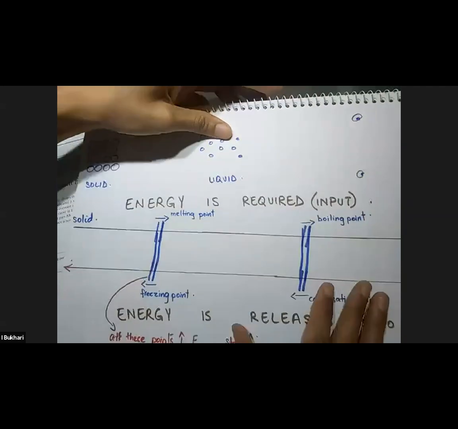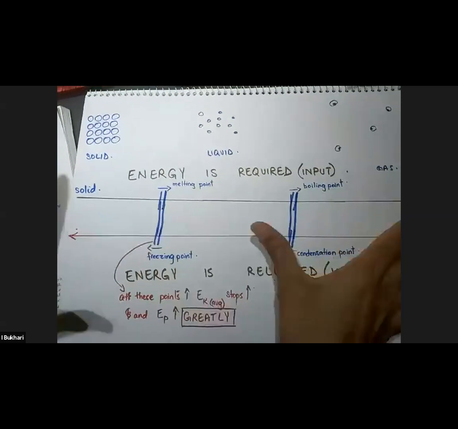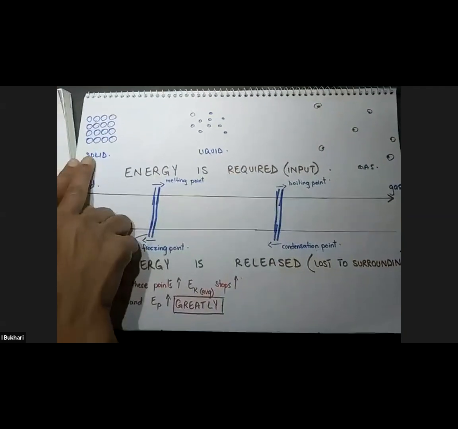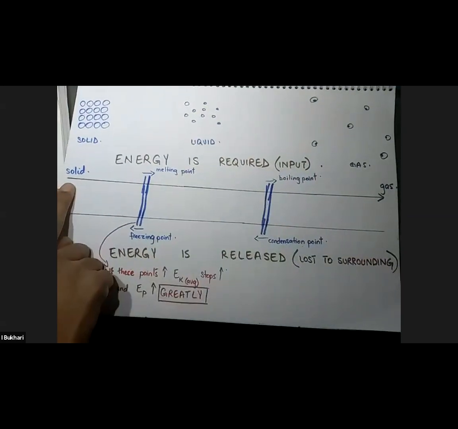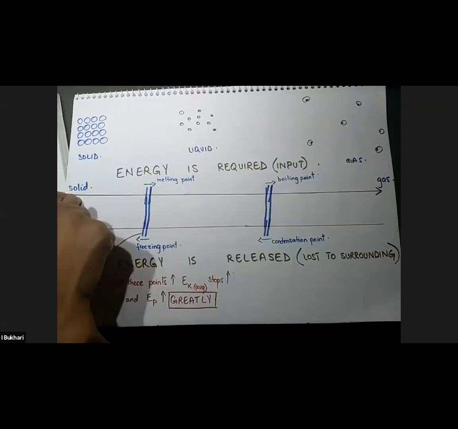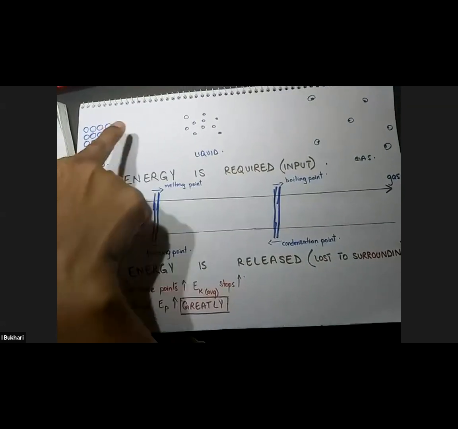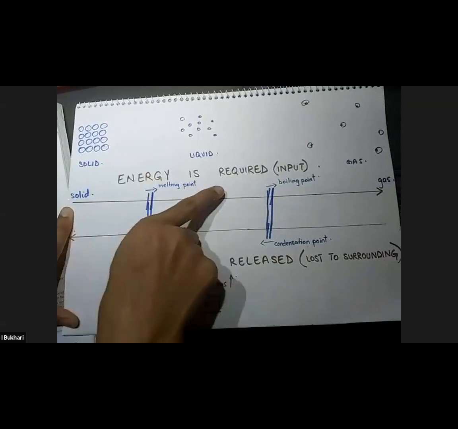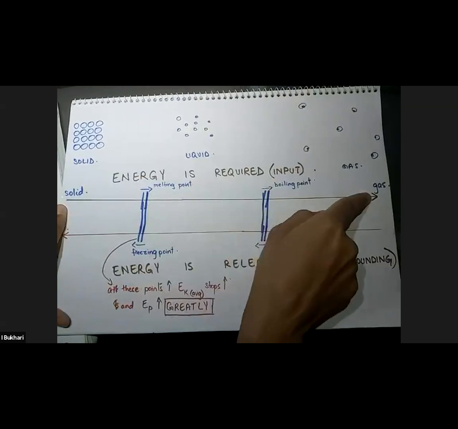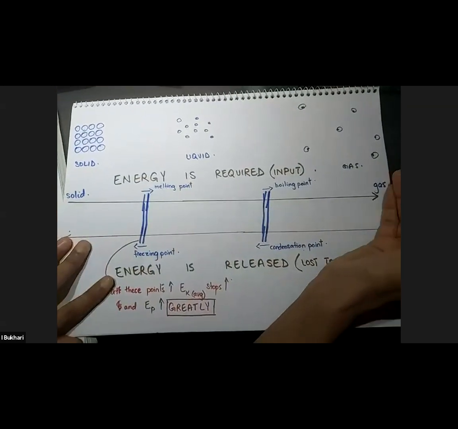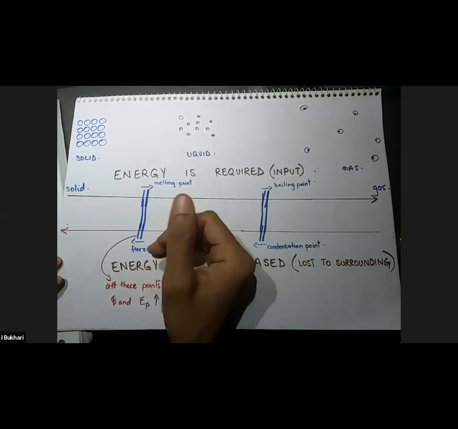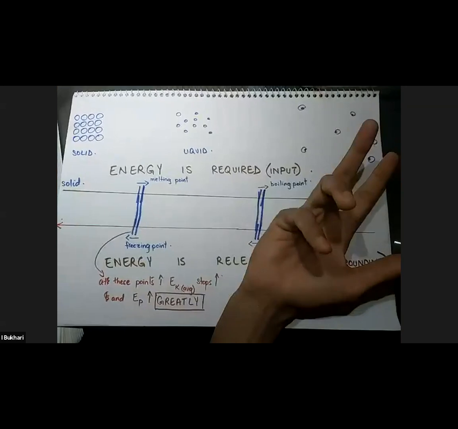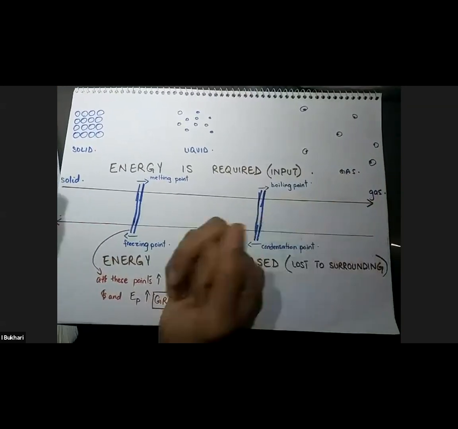Now, I have made this diagram, which might help you. Solid, liquid, gas, the same arrangement again. In a substance's journey from solid to liquid to gas, we have to provide energy. Energy is required by the particles. And in the journey backwards, from gas to liquid to solid, energy is released, meaning particles lose energy to the surroundings. Yes, exothermic, right?